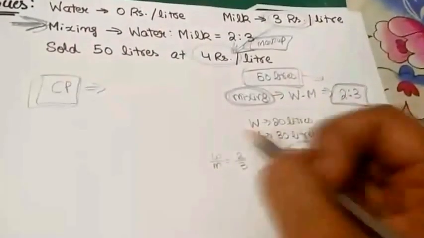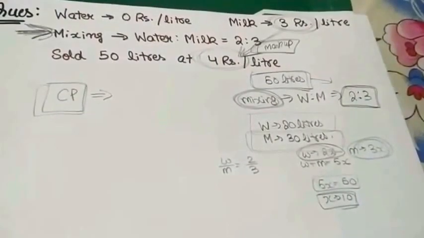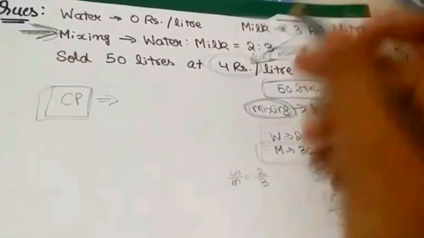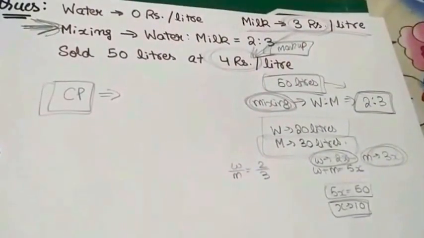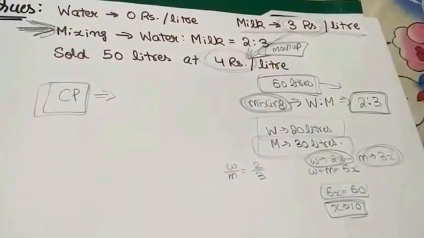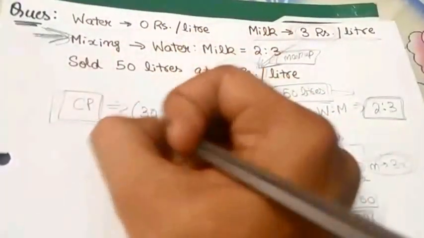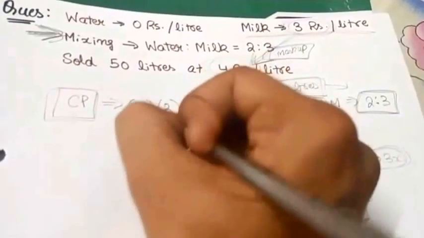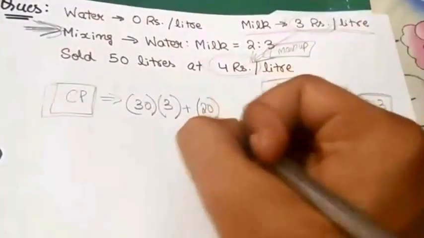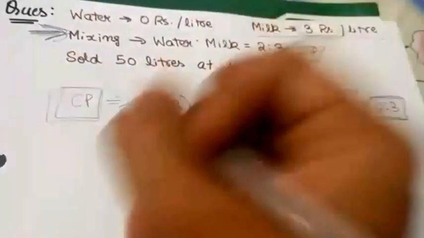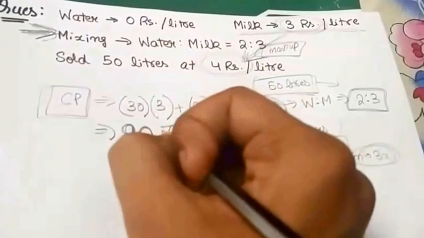So now you know that water is 20 liters and milk is 30 liters, right? And again, calculating the cost price, it is given that milk cost the seller, the milkman, 3 rupees per liter. And the amount of milk was 30 liters. So 30 liters multiplied by 3 rupees per liter. And for the water, it was free, so there's a zero right here. And so the cost price is 90 rupees.